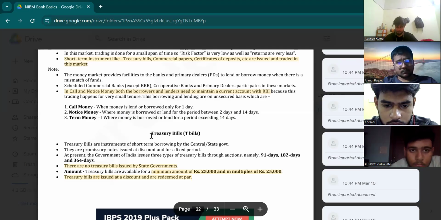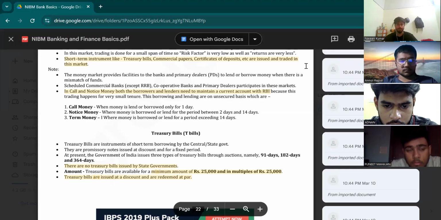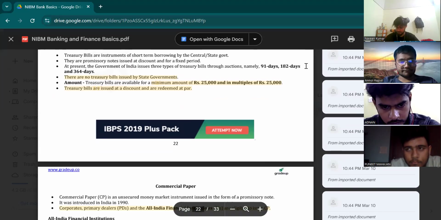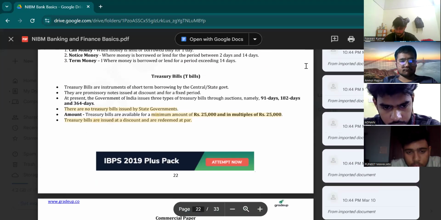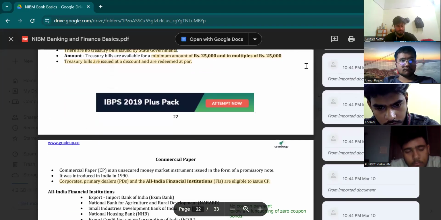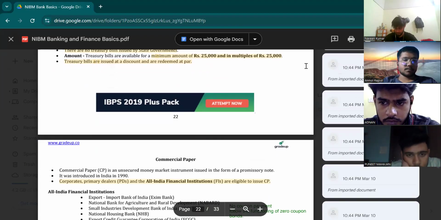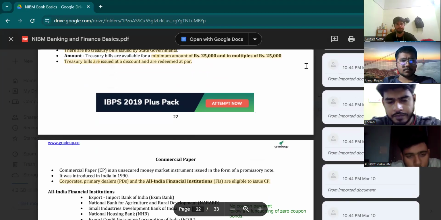The minimum T-bill amount is 10,000 rupees. Because it is bought at a discount and redeemed at face value at maturity, we call it a zero coupon bond.